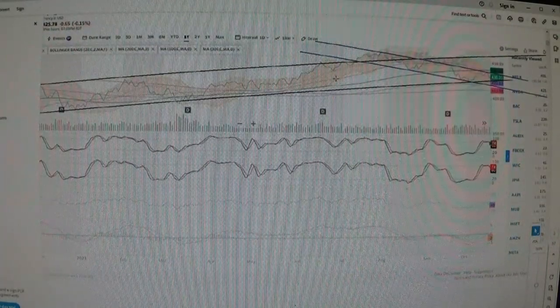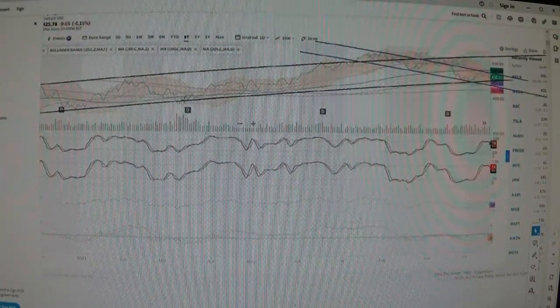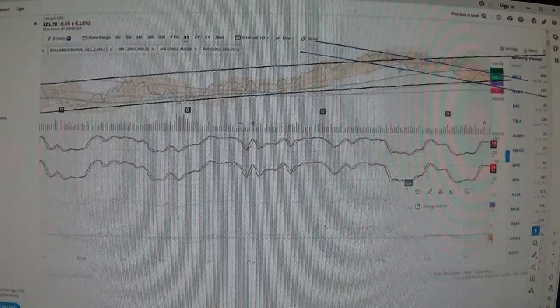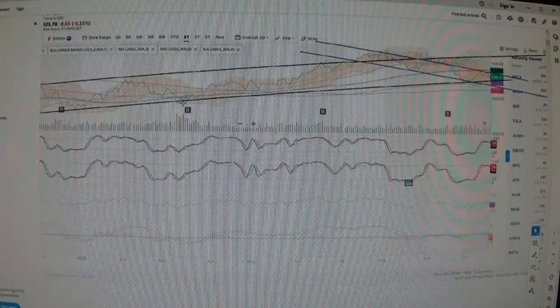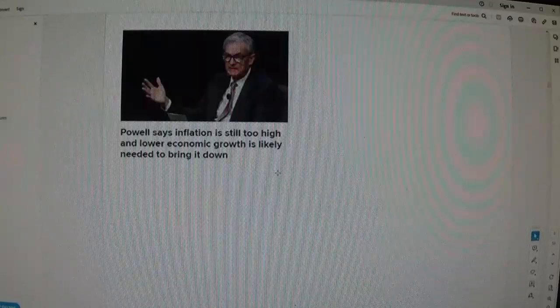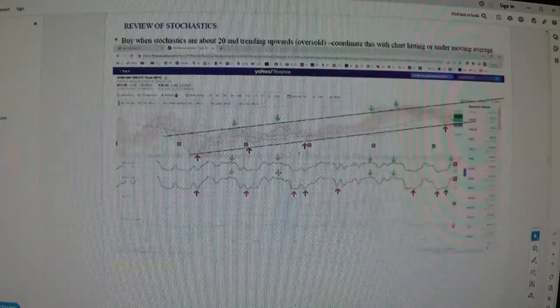If you have a small amount to invest and you want to put it into a stock, you want to buy whenever the stochastics are low and it's at the bottom of a channel. I think I explained this in a little chart here. It's worth it if I go down here.